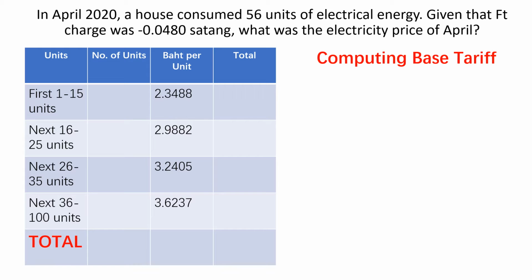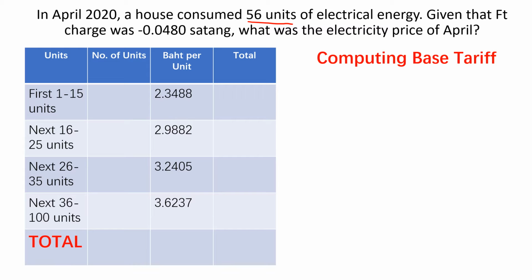Now let's look at our first word problem. In April 2020, a house consumed 56 units of electrical energy, and given that the FT charge was minus 0.0480 satang, what was the electricity price for the month of April? Remember that in your electricity bills, we are going to compute your base tariff, your FT charge, and your VAT. For this part, let's first compute your base tariff.